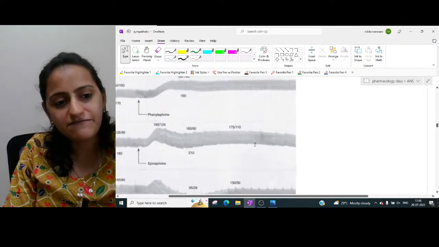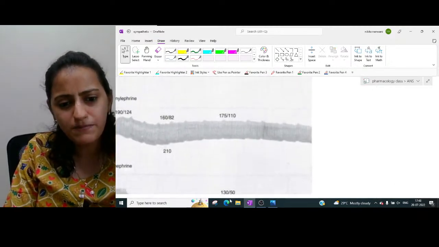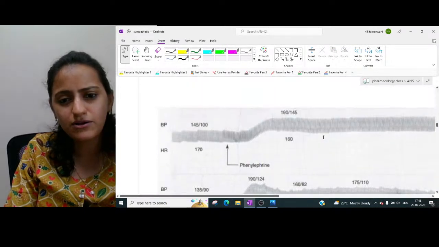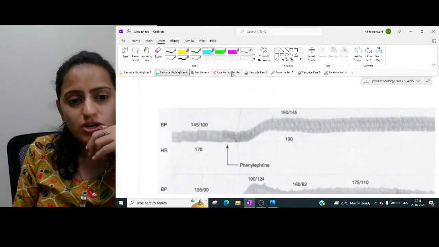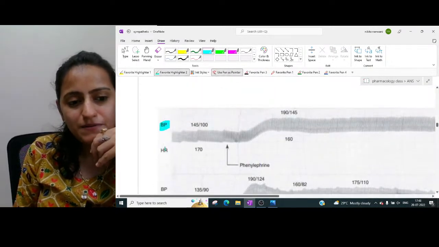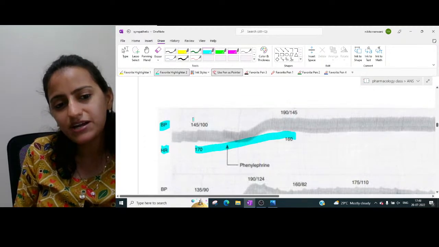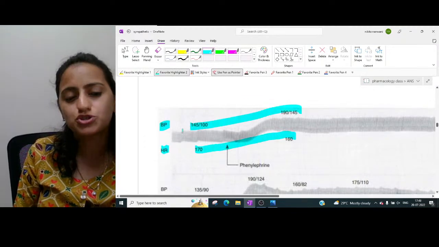What are these graphs showing? So look at this graph. It is a little complicated, but try to understand. You get a lot of questions on this. So look at this one: the blood pressure and the heart rate. This is the heart rate which is shown, and this is the blood pressure which is shown.